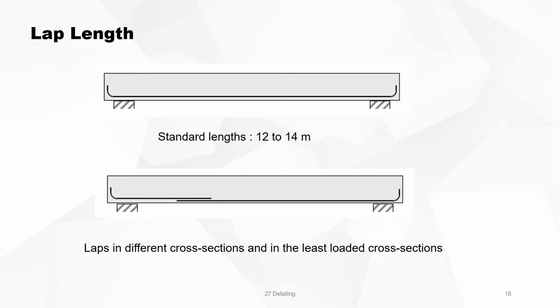Now we will tell something about lap lengths. If you have a large beam bigger than 14 meters, you need somewhere a lap, the lap length, and the laps should always be in different cross sections. So if you have 2 bars in a cross section with a lap length, then don't make them in the same cross section. Put a lap length there and a lap length here. And also try to make the laps in the least loaded cross section.